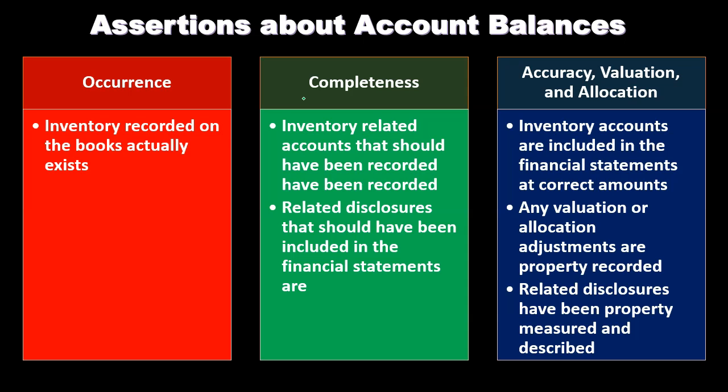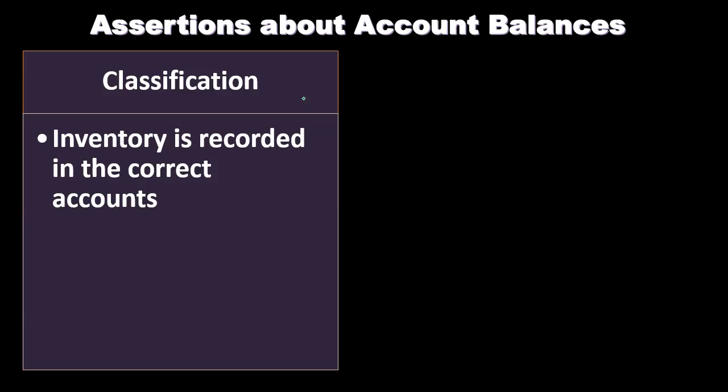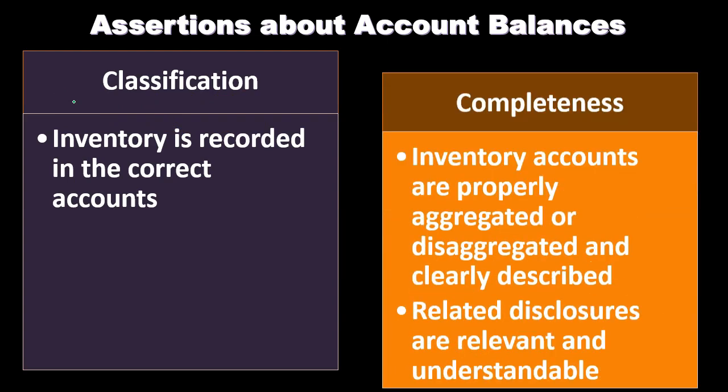Any valuation or allocation adjustments are properly recorded. Related disclosures have been properly measured and described. Then we have classification of the assertion of account balance. Inventory is recorded in the correct accounts.